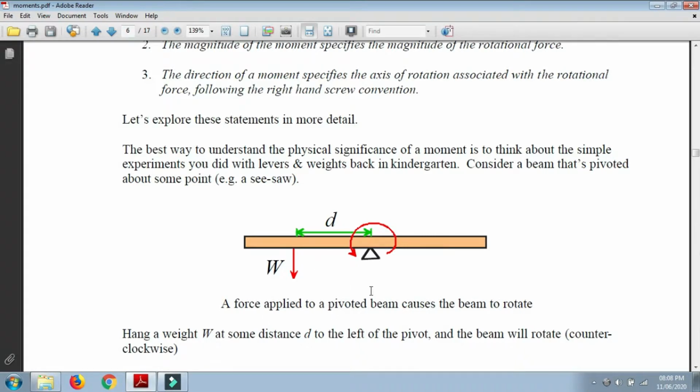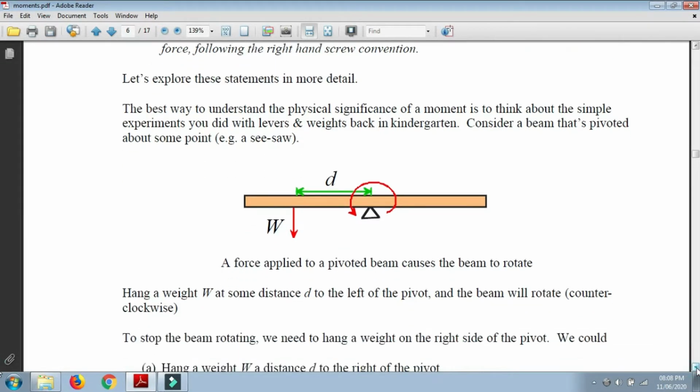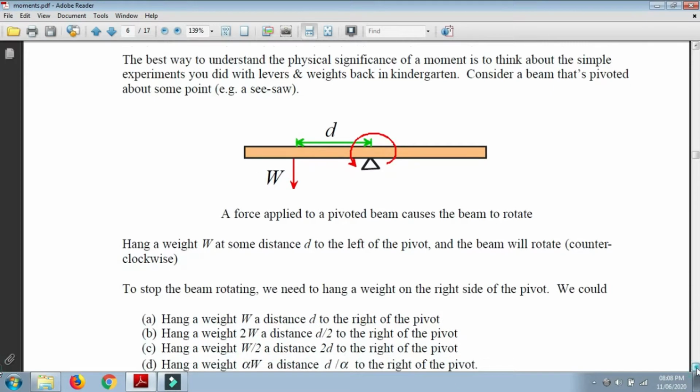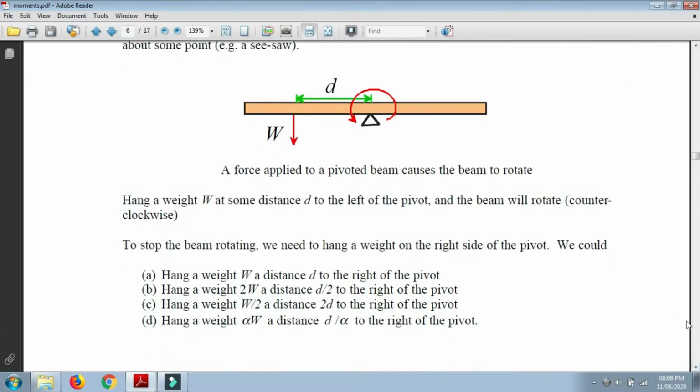Where is the pivot here? This is the pivot. Okay, and this is the direction. And if you look at this direction, it is opposite to the direction of the clock, so we call it anti-clockwise. And the moment produced will change as this d changes. It can be d by 2, d by 3, d by 4, 2d, 3d.